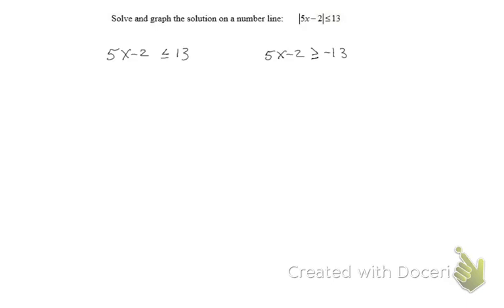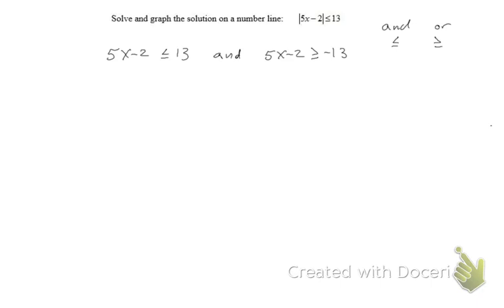And then the last thing that I need to do is figure out if I'm going to use an and or an or to connect the two inequalities. If you have an absolute value that is less than a number, you'll use and. If you have an absolute value that is greater than or equal to, you'll use or. So here I have absolute value less than 13. Because of that, I need to connect these with an and.